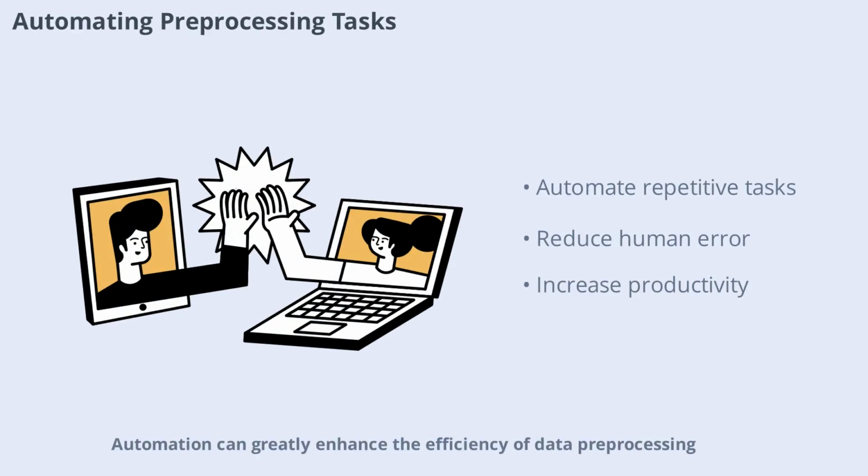Automation can greatly enhance the efficiency of data preprocessing. By using scripts or specialized software, repetitive tasks like cleaning, encoding, and scaling can be performed quickly and consistently. Automation reduces the risk of human error and frees up time for more complex analysis. As data volumes grow, automation becomes increasingly important for maintaining productivity and data quality.